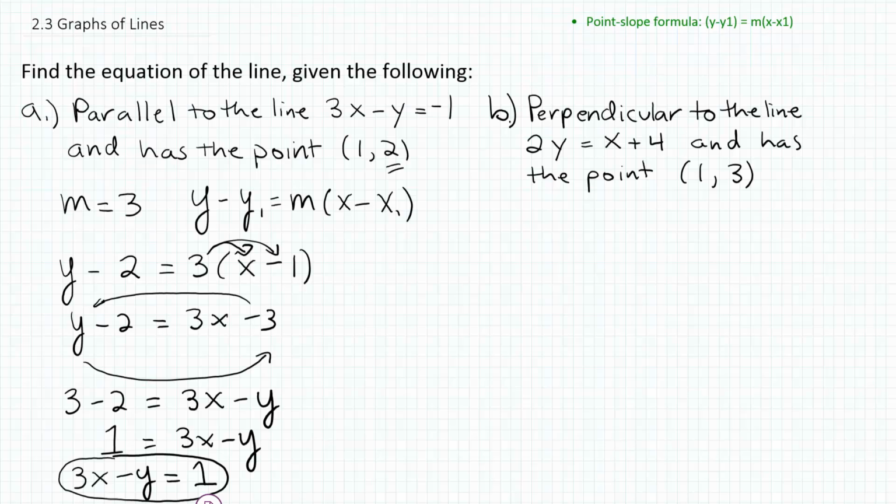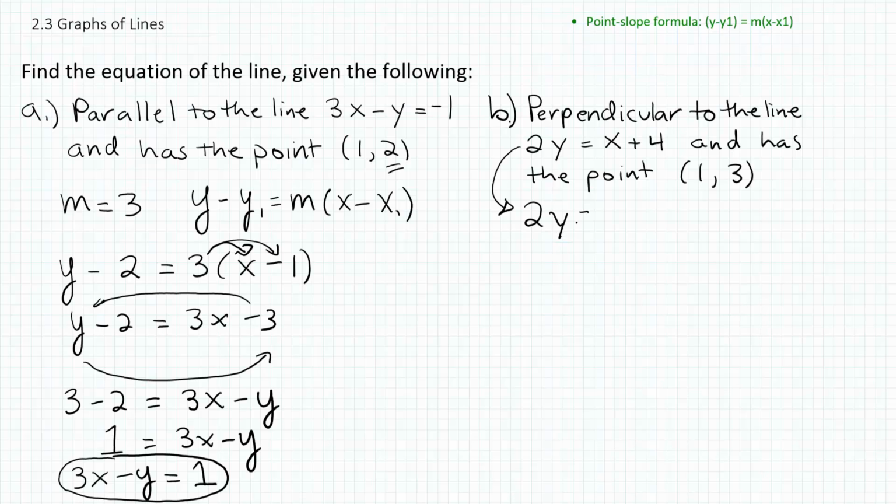Let's look at example B then. For example B, we're looking for a line that's perpendicular to the given line. Well, perpendicular lines have slopes that are negative reciprocals of one another. In other words, we need to find the slope of this line, 2y equals x plus 4, and then we need to flip it over and make it negative. So let's first find the slope.